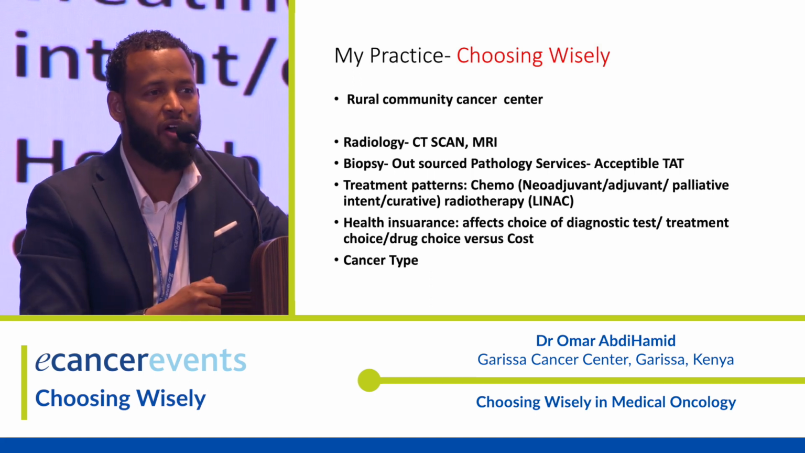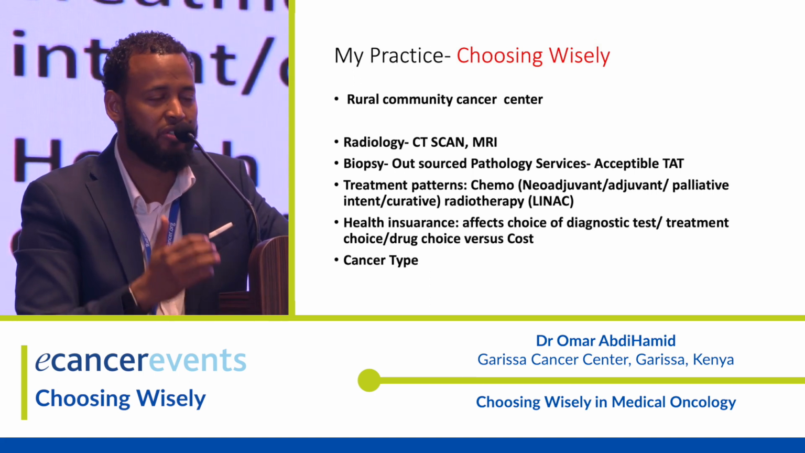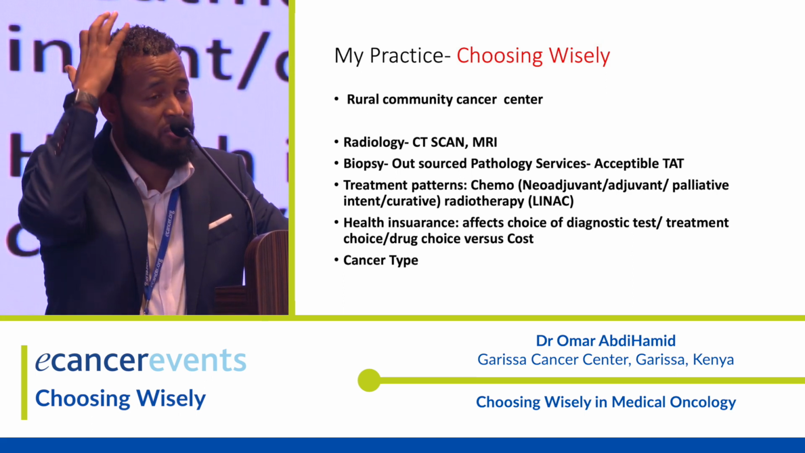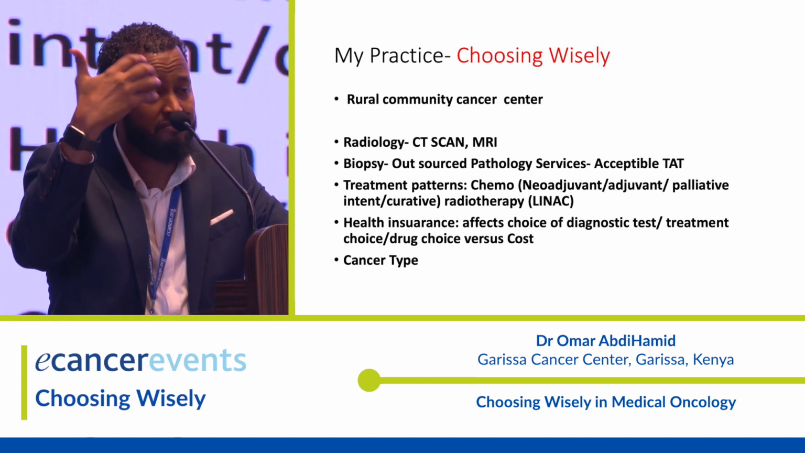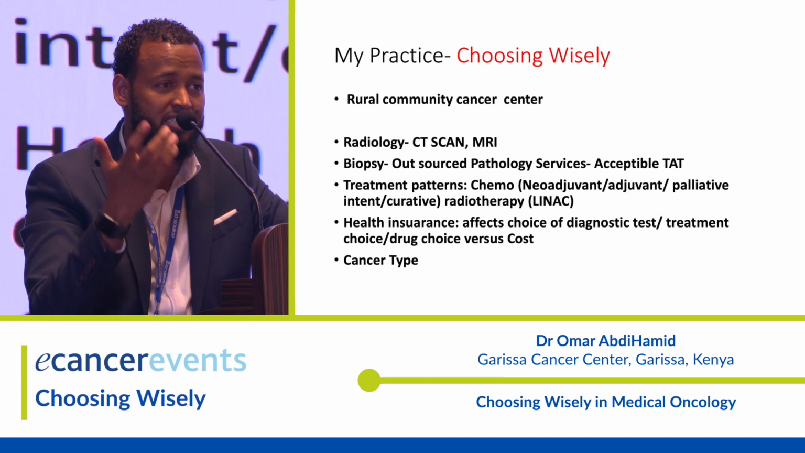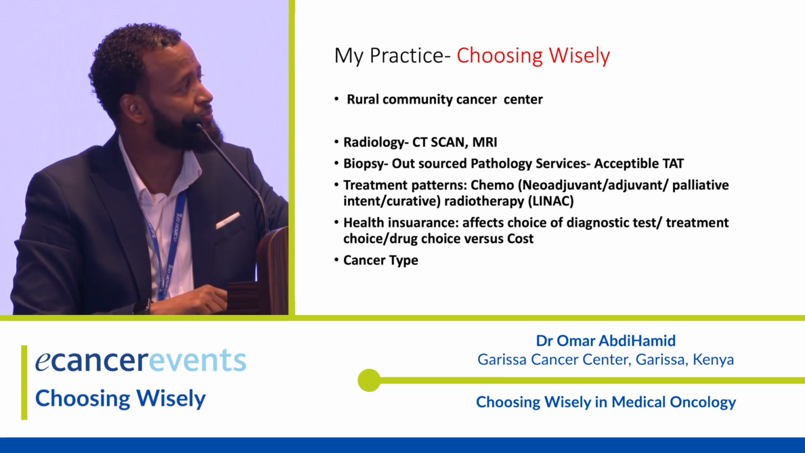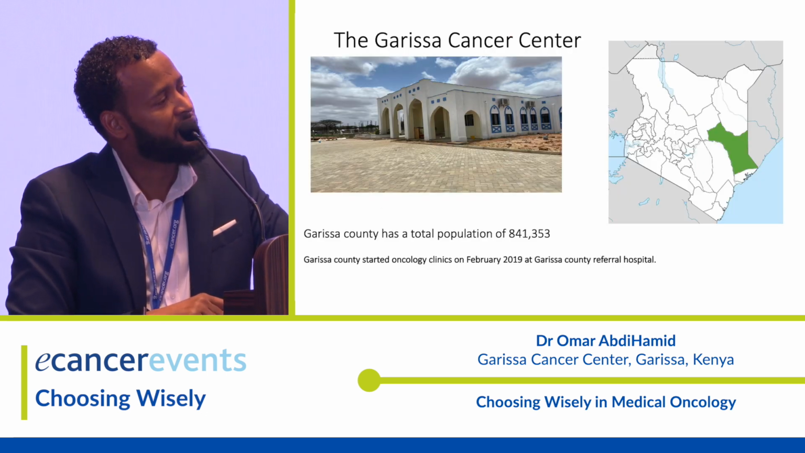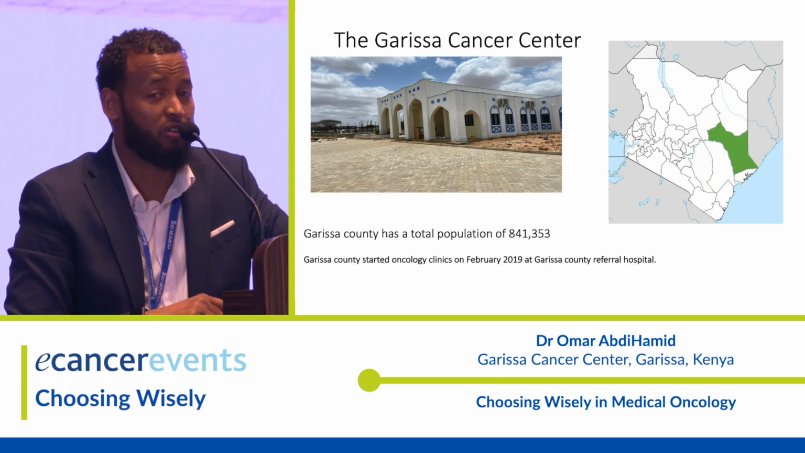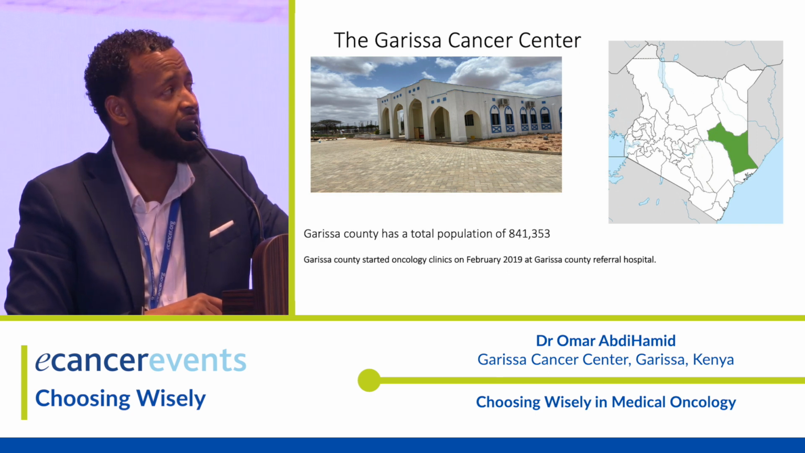They don't have money for an MRI. What do you do? You assess the patient and their need. So the economic bracket really matters in how a patient is treated. And that place is called Garissa Cancer Center. It's in Kenya, in a rural community, but it's actually a big center.